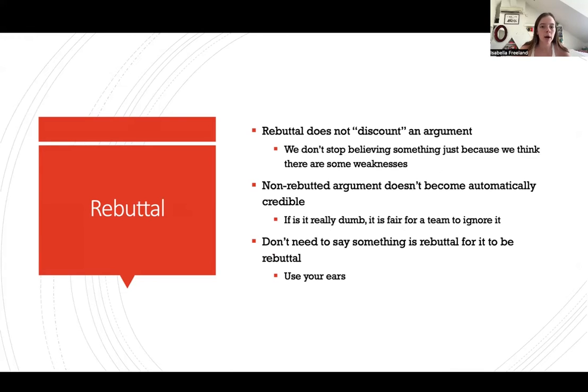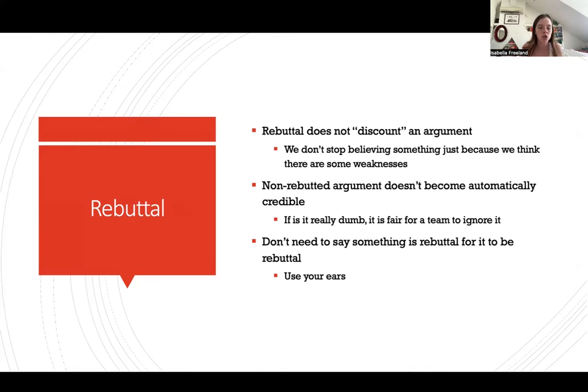Firstly, rebuttal doesn't discount an argument. Just because something has been responded to, that doesn't mean that argument ceases to exist. So if a team has just spent a lot of time proving why school uniforms restrict freedom of expression, and negative then says, well, you can express yourself in other ways, that's true, but that doesn't mean that what affirmative said isn't true. It just potentially lowers it a little bit. Just because there are weaknesses in something, it doesn't take the argument out of the factor.